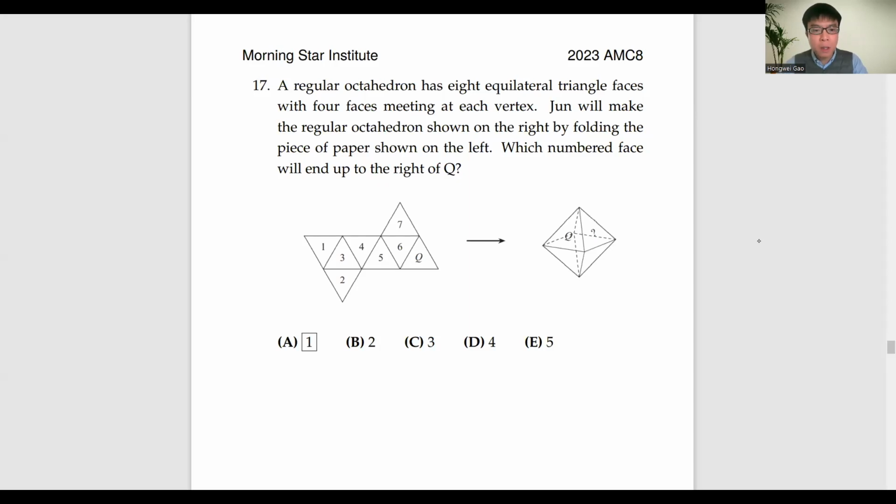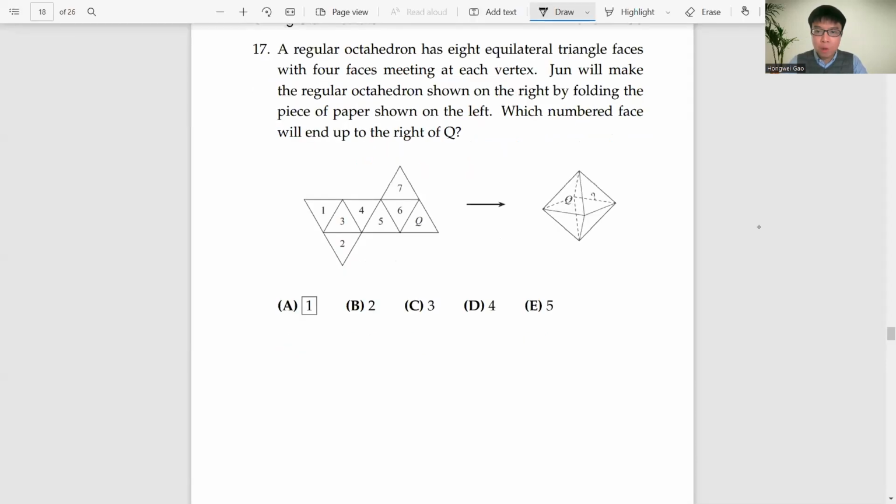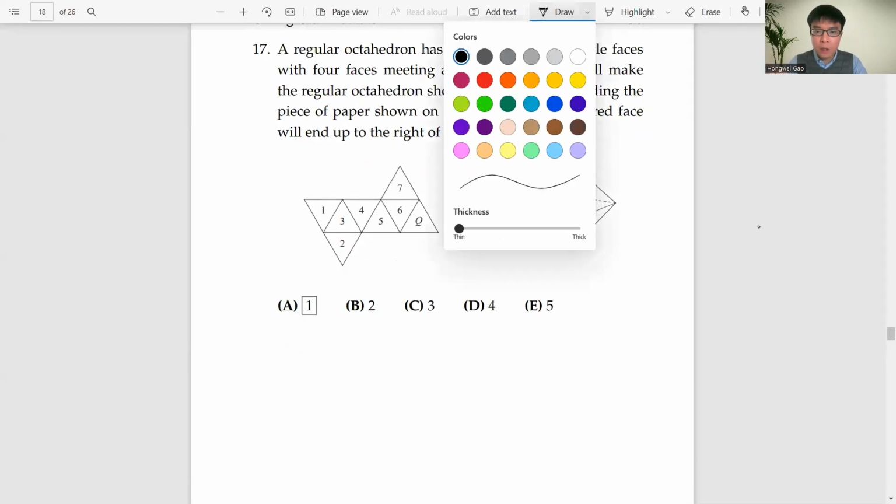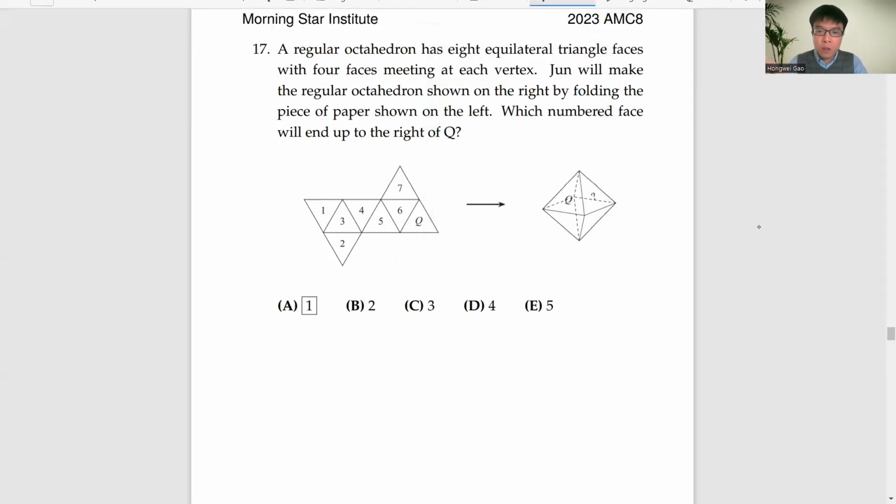Question 17. A regular octahedron has 8 equilateral triangle faces with 4 faces meeting at each vertex. Gem will make the regular octahedron shown on the right. The question is, what number is to the right of Q? Now let's try to fold these triangles to get the octahedron. We pay attention to the middle 4 triangles here. Let me mark them in red.